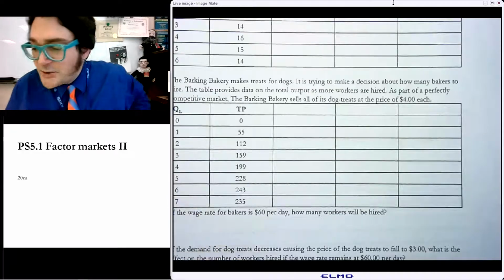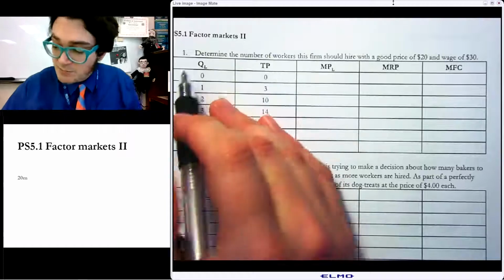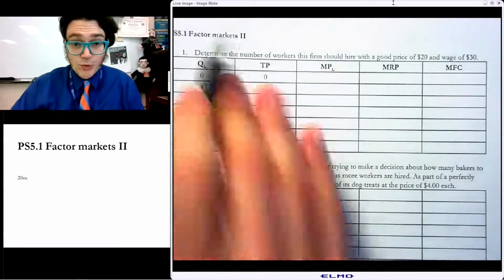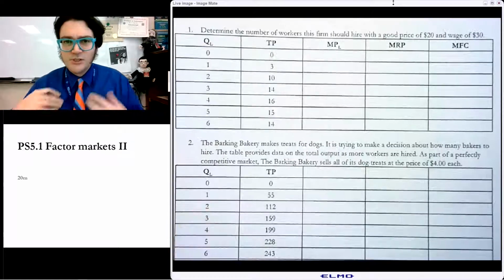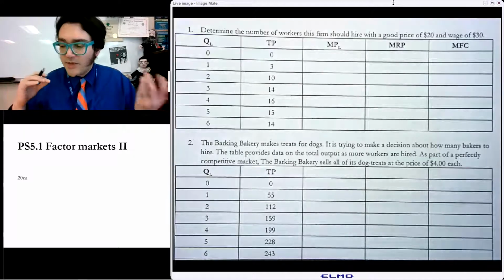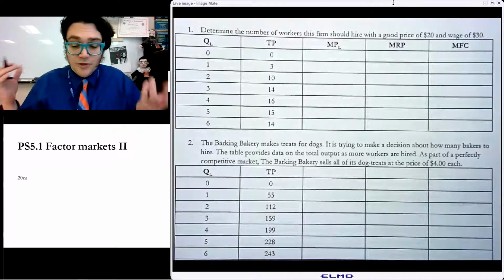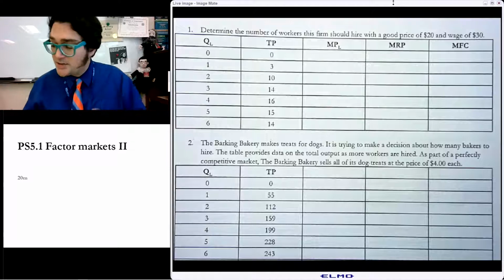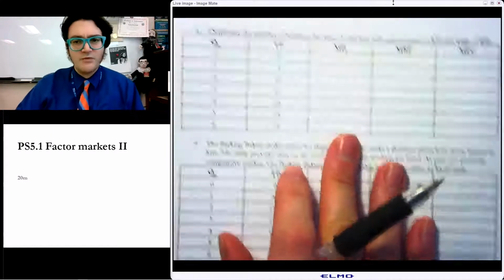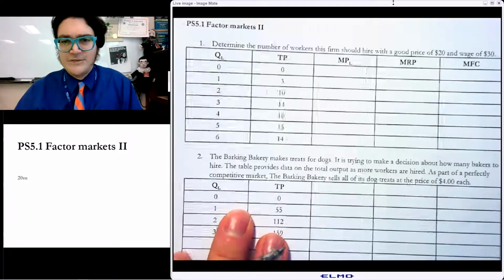Oh, hello there. So in this video, we're going to do a practice problem of factor markets 2. This one is really a question of how many workers, or how many of any one input, a firm should hire. So that's what these are. And by the way, these came from an AP exam and I adapted them over the years.